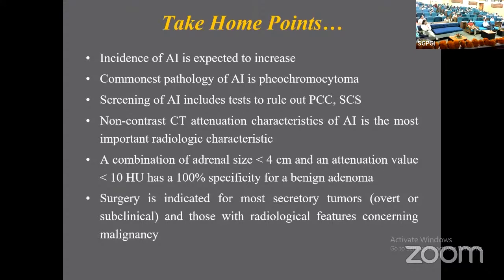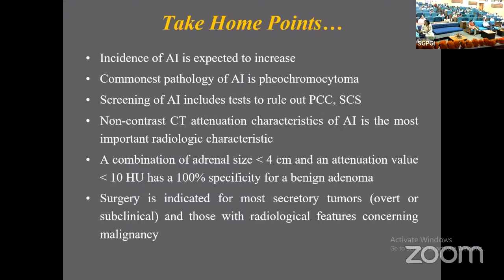Remember, the commonest pathology of AI is pheochromocytoma and not steroid producing and non-functional. Almost one-third of your lesions would be pheochromocytoma. Very dangerous. So you can understand the importance of ruling out pheochromocytoma. Then the screening is done to rule out steroid producing adenoma as well as primary hyperaldosteronism. The most important radiological characteristic is a non-contrast CT attenuation value, and this is very important.